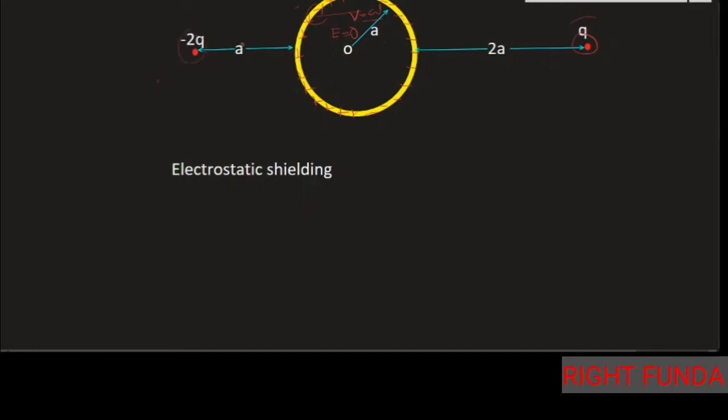This minus Q charge will produce an electric field. This plus Q charge will produce an electric field away from it. This induced charge will also be there, but we don't know how the induced charge has been distributed. But whatever the field is, it will be such that the net field at this point has to be 0. Not only here, at every point the field has to be 0.